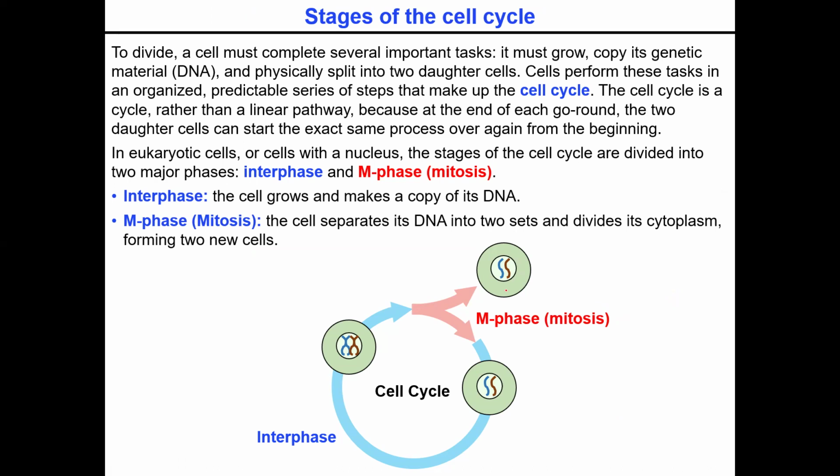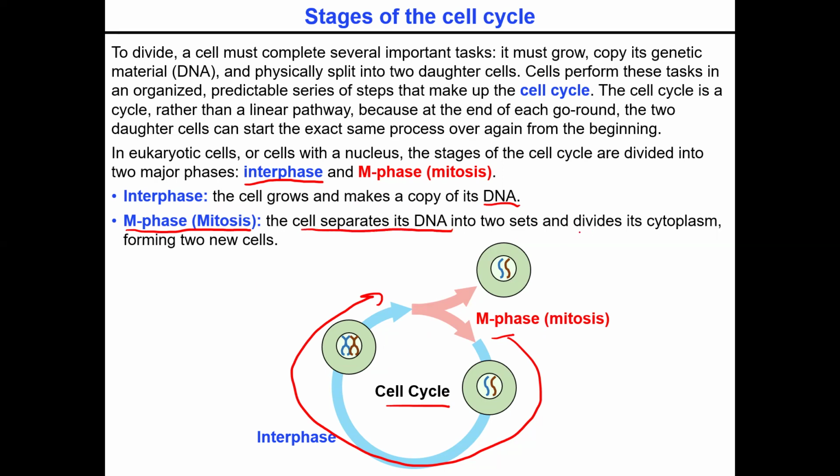When it comes to this, we have two major portions that we need to understand. The first is known as interphase. Interphase is the portion from here all the way through here. One thing you'll notice is that interphase takes up the majority of the cell cycle. In interphase, all that's happening is the cell is going to grow and make copies of its DNA. It's not until we hit our M phase, or mitotic phase, that the cell is going to physically separate its DNA into two sets, and divide its cytoplasm, forming those two new cells.